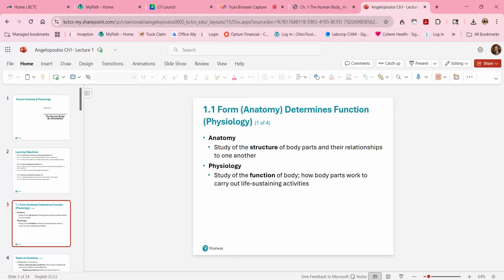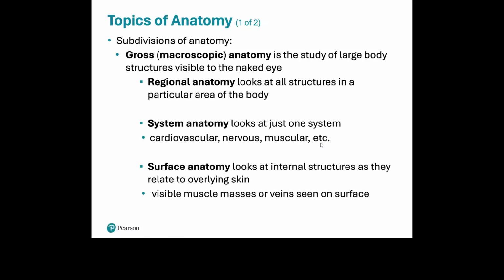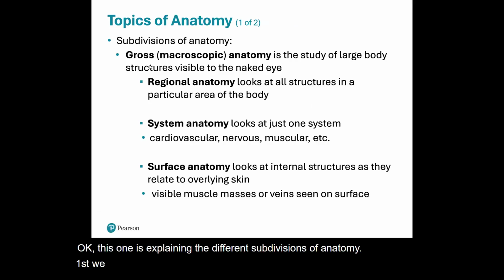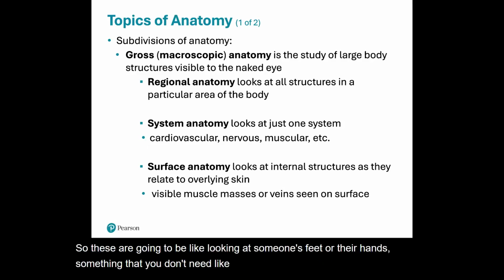All right, next slide. Okay, this one is explaining the different subdivisions of anatomy. First, we have gross or macroscopic anatomy, and that's macro. So these are large. So anatomy is the study of large body structures visible to the naked eye. So these are going to be like looking at someone's feet or their hands, something that you don't need a microscope to look at.